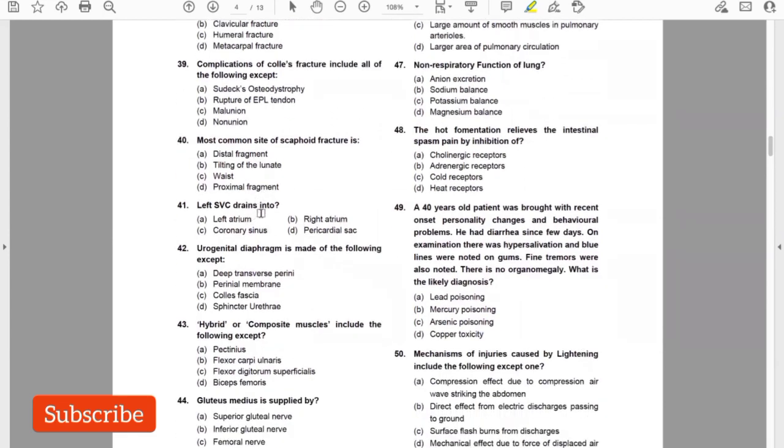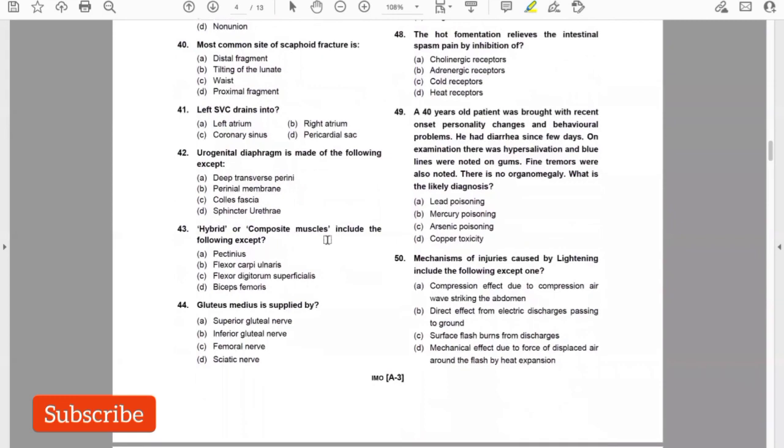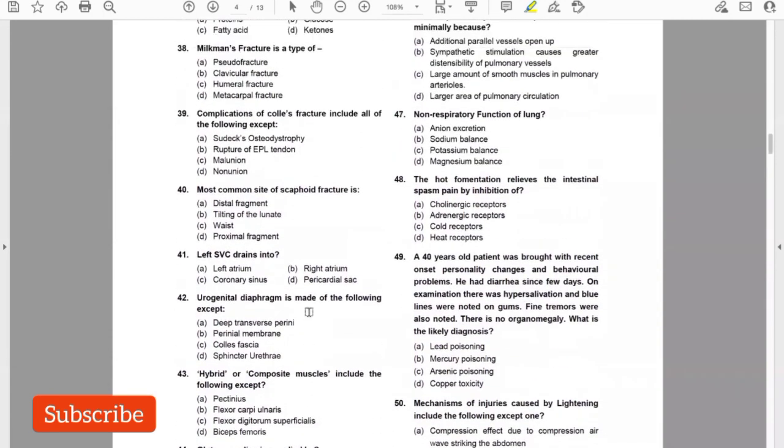Left superior vena cava drains into coronary sinus. Urogenital diaphragm is made of the following except Colles fascia. Hybrid or composite muscle include all of the following except flexor carpi ulnaris. Gluteus medius is supplied by superior gluteal nerve.